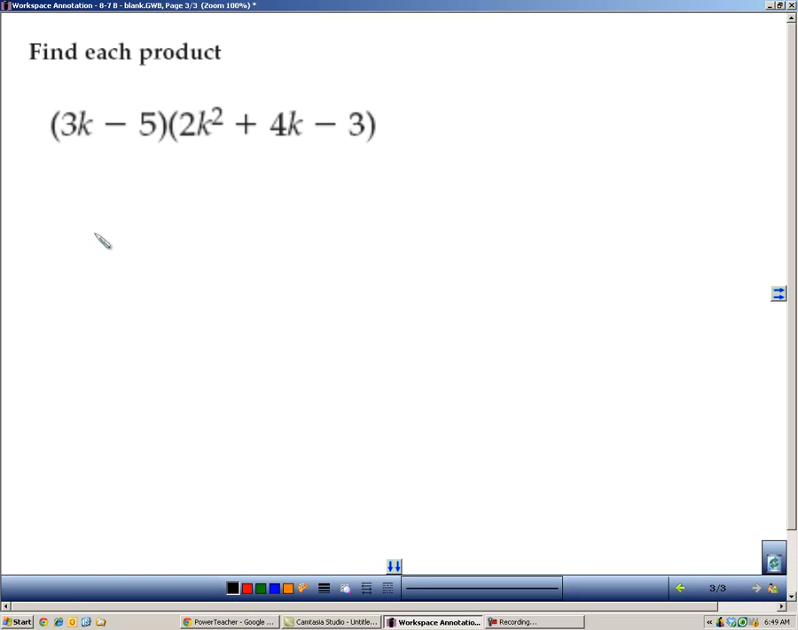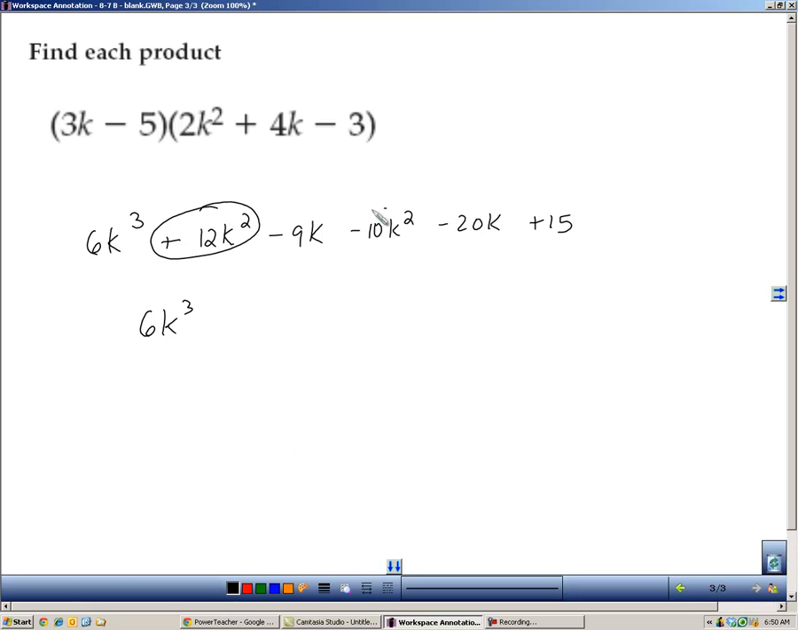3k times 2k squared, 6k cubed, 3k times 4 is plus 12k squared, 3k times negative 3, negative 9k, negative 5 times 2k squared, negative 10k squared, negative 5 times 4k is negative 20k, and negative 5 times negative 3 is positive 15. Looks like 6k cubed. Then we'll have 12k squared minus 10k squared is plus 2k squared, negative 9k, negative 20k, negative 29k, plus 15.